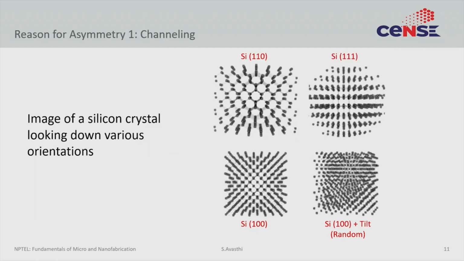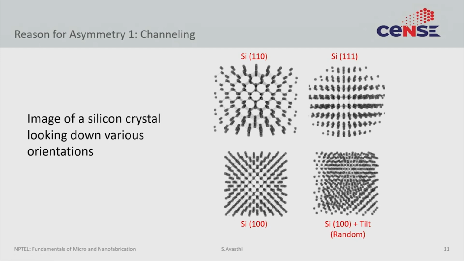So the first important aspect to appreciate in ion implantation is channeling. In order to understand channeling, let us first look at a lattice. What you are looking at is the silicon lattice, but viewed from various angles. If you were to look at the silicon lattice from the 110 direction head on, this is what you would see. You would see hexagons. If you look from the 111 direction, you would start seeing these squares. If you are looking from the 100 direction, you may start seeing these parallelograms.